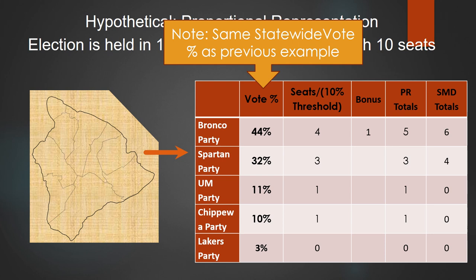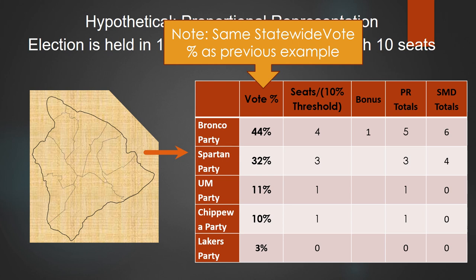Then, oftentimes, these systems have a bonus system, so whichever party wins the most seats wins a little bit more. So they get a bonus because you've got 10 seats to allocate, but in the initial allocation, you've only allocated 9. What do you do with that last seat? And so you give it to the winner of the overall state.